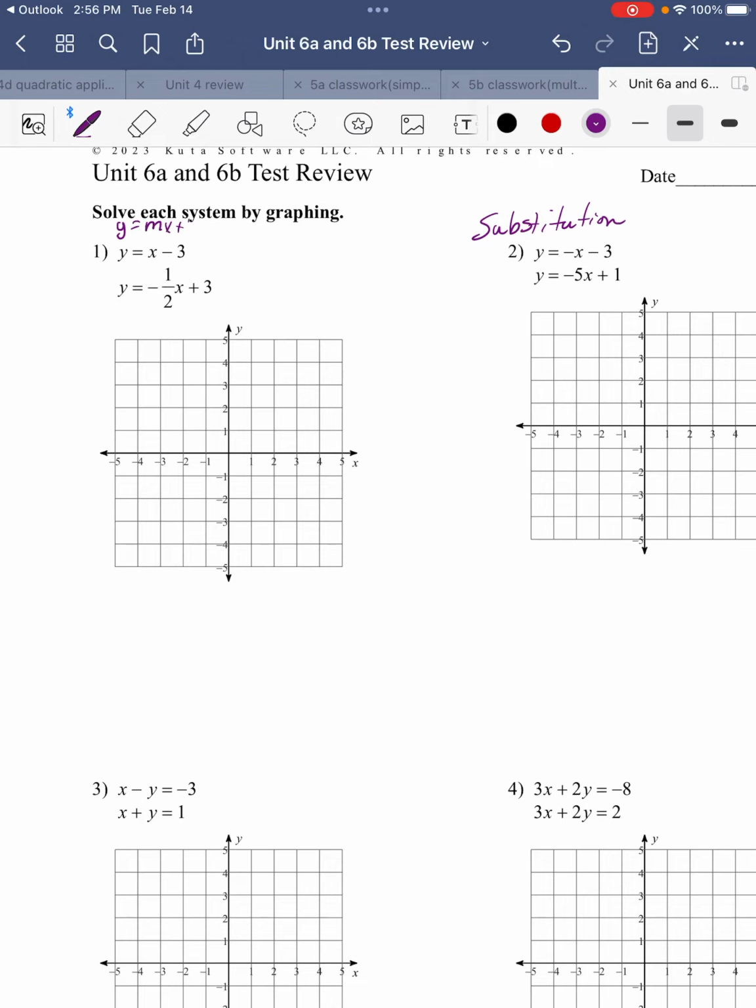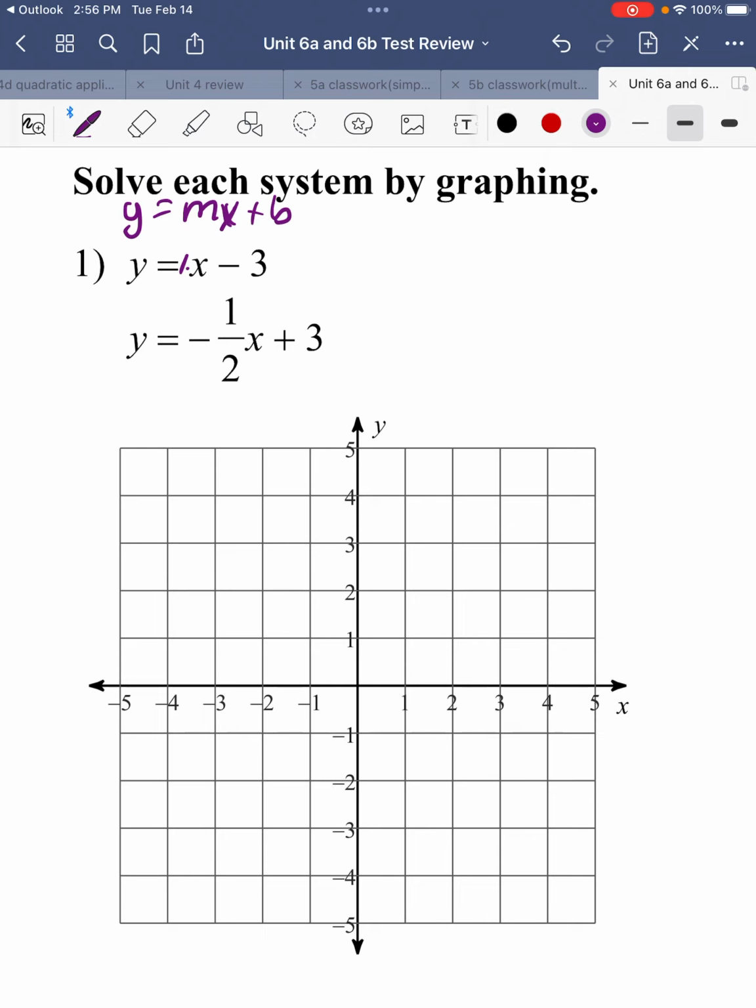Remember, we're in y equals mx plus b. The m is your slope. So you're looking at what number's in front of the x. Well, that's a 1. That's going to be my slope. And then the b is my beginning point. That's the y-intercept. So that's always where you're going to start. So the y-intercept is going to be at -3. My slope is up 1 to the right 1.